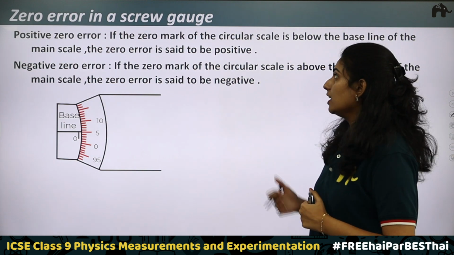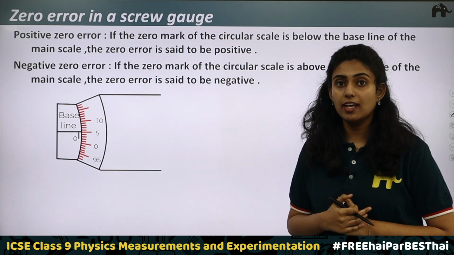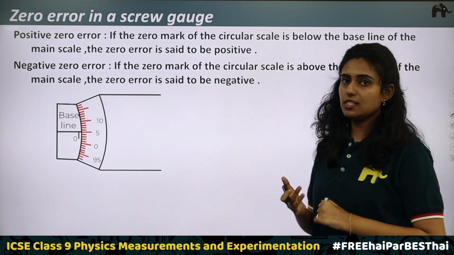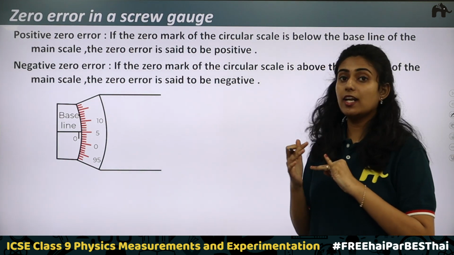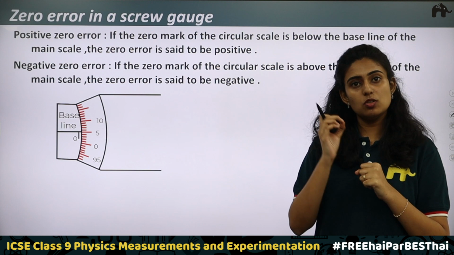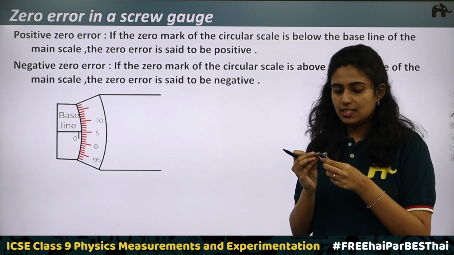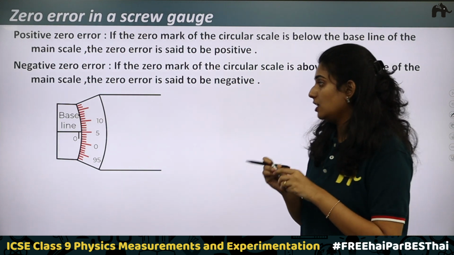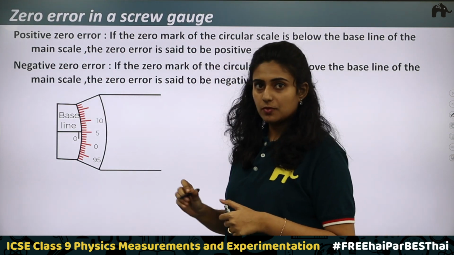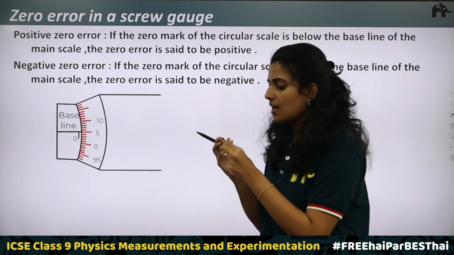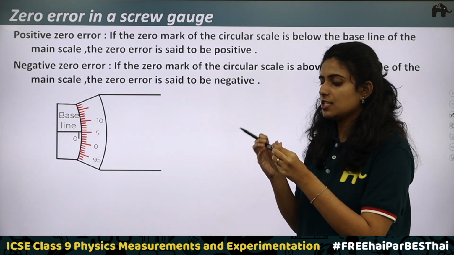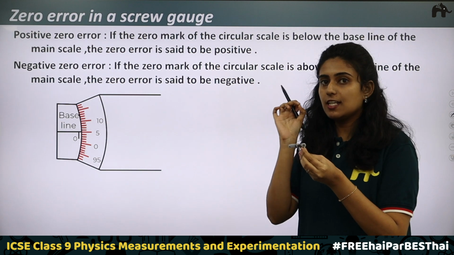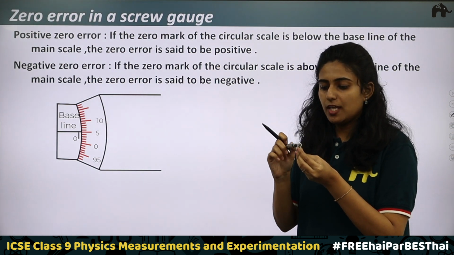Now, what is zero error in a screw gauge? We have studied the zero error in vernier calipers. Now, how to find the zero error in a screw gauge? Here again, you will have positive zero error and negative zero error. We have understood what zero error is. When you take the device, here we have the screw gauge, and you check the values, this is your baseline. When the spindle and the stud touch each other, that is, when you rotate it and the sound first comes, you will stop there.